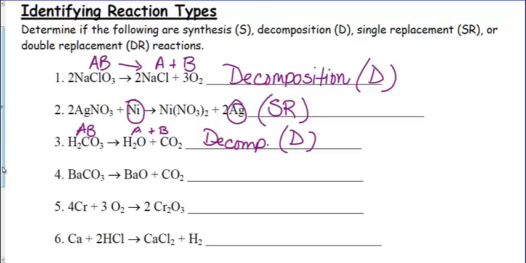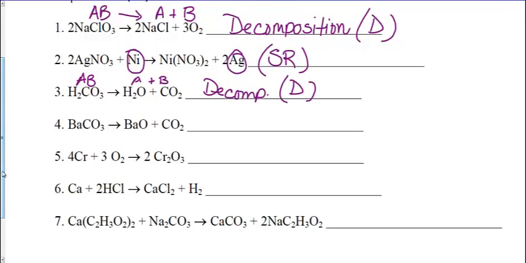Sorry about that, the parentheses. And let's look at number 4. Again, I can just tell by the things that are going on here that this would probably be a decomposition. I have an AB, and what's happening is I form 2 new products, A plus B. So now this is going to be decomposition again.